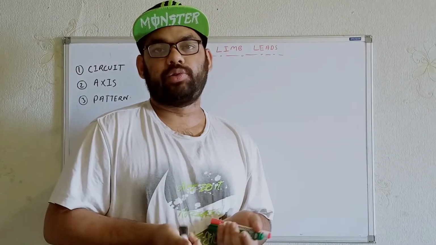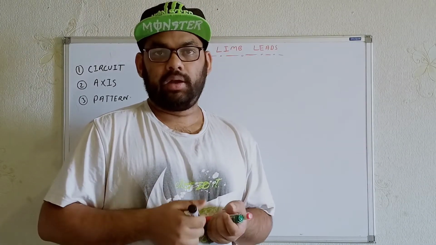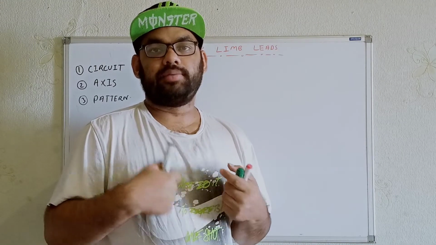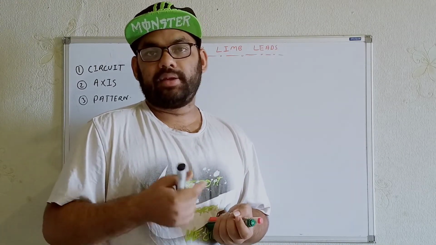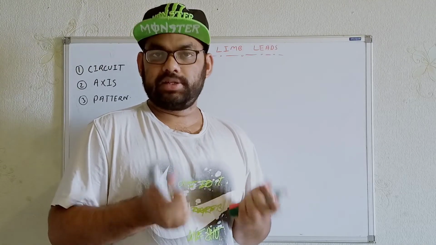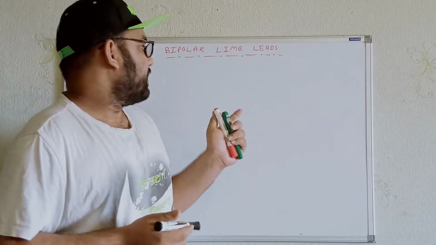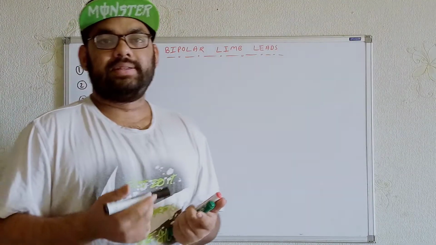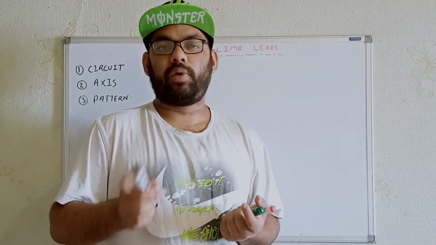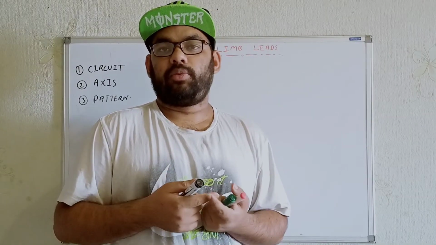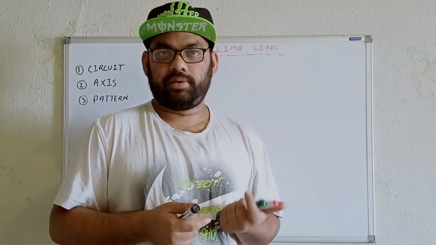What is a lead? A lead is nothing but an electrode that is connected with a wire. One part of the wire is connected with the ECG machine, the galvanometer, and another part is connected to the body surface. You can write it like this: the lead is an electrode connected with a wire, one part connected to the body surface, the other part connected to the galvanometer, the ECG machine.